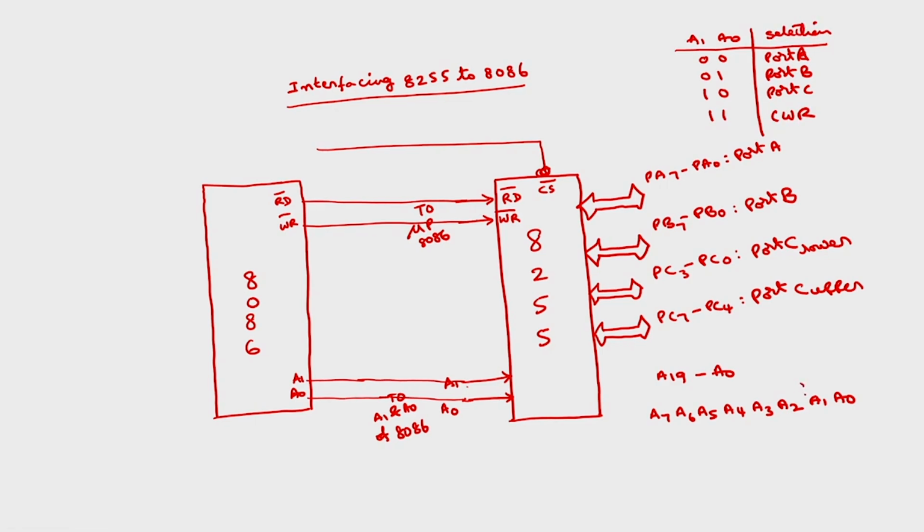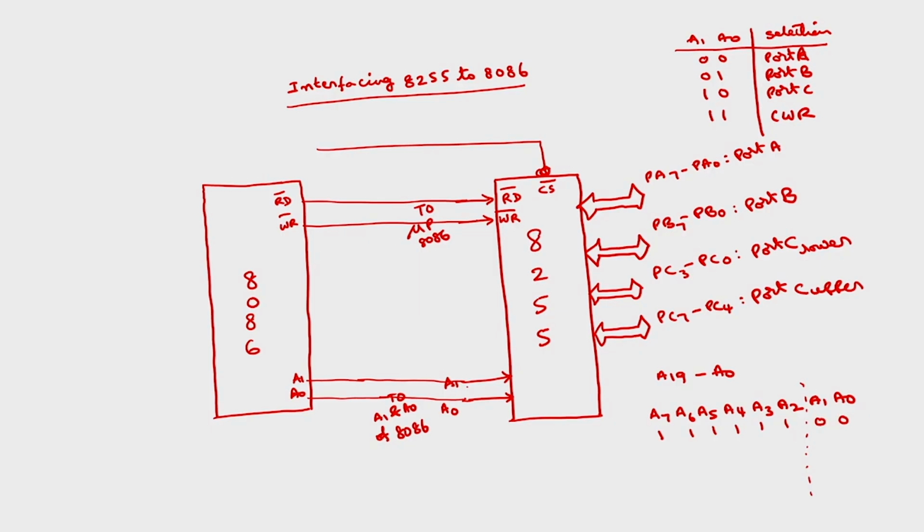Here A1, A0 I am going to connect to here. Suppose I make the remaining A2 to A7 all ones; it is up to you, you can connect to either zeros or ones. Here I am assuming that they are connected to 1. Then what is the address of port A? If A1, A0 is 0, 0, then port A will be selected.